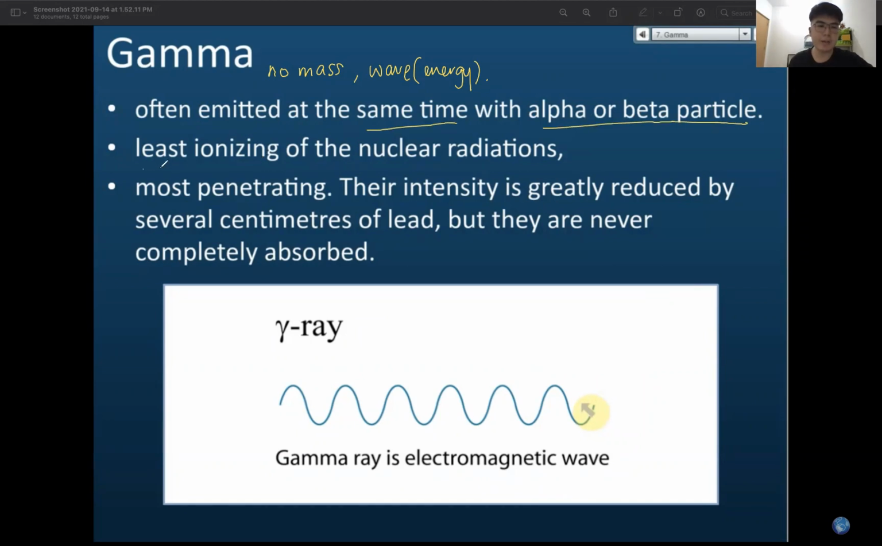They are the least ionizing. Why are they the least ionizing? Because they don't have charge, right? Unlike the electrons and the alpha. One is 2 plus, one is minus 1. So they are the least ionizing of the nuclear radiations, but they are the most penetrating. Okay, so the wavelength is very small, right? So gamma is like the end of the spectrum, right?